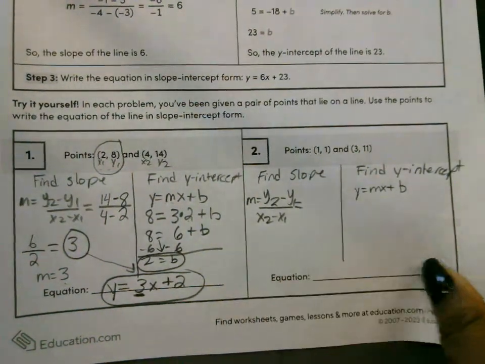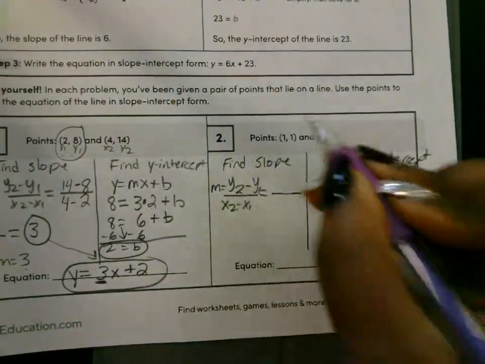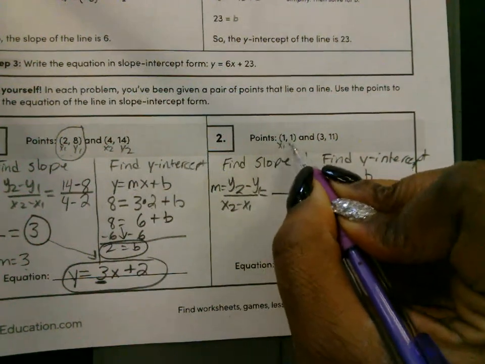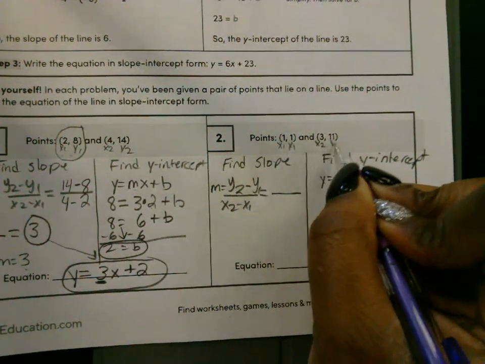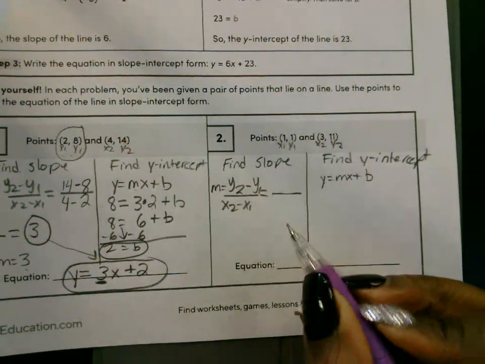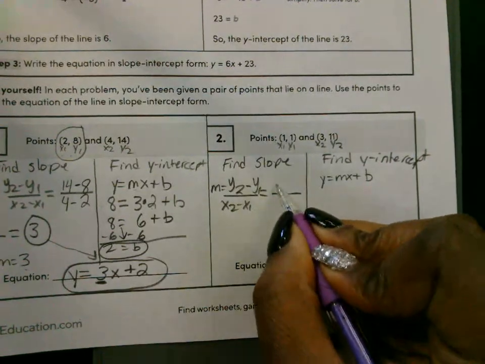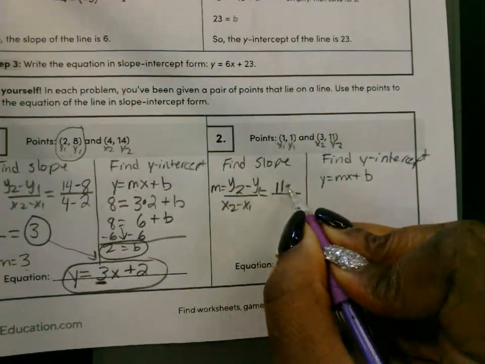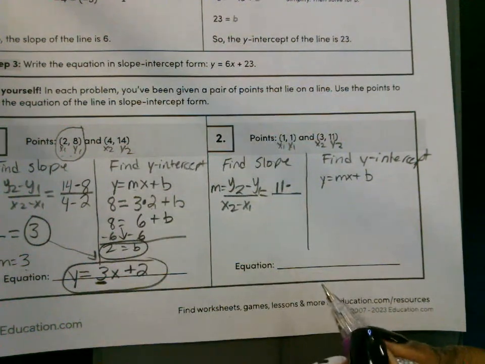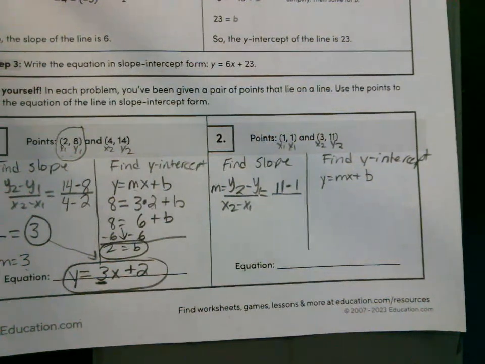All right, Alyssa, what are we going to put on the top? We got y2 minus y1. We labeled this x1, y1. x2, y2. Okay, first point, second point. So which one of those numbers is y2? 11. 11 minus is a part of the formula. Which one of those numbers is y1? 1. Okay, good job.